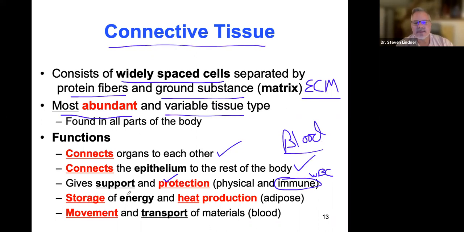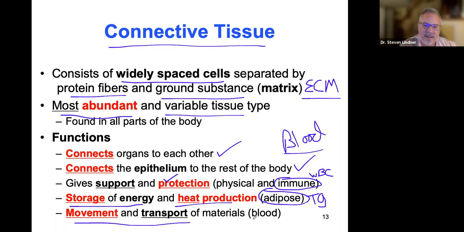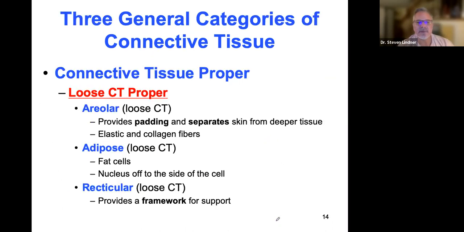When we think of connective tissue, it is involved with the storage of energy and heat production because of fat cells. Adipose or adipocytes are fat cells, and fat cells store energy. They store it in the form of triglycerides, TG, and they also help insulate us and produce heat. Connective tissue is important for the movement and transport of materials throughout the body. And again, blood is the medium in which things are transported.